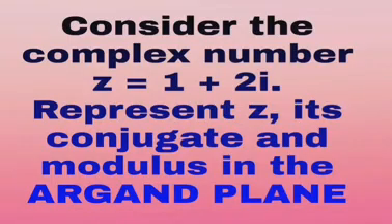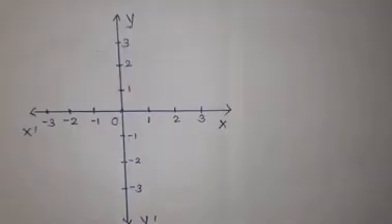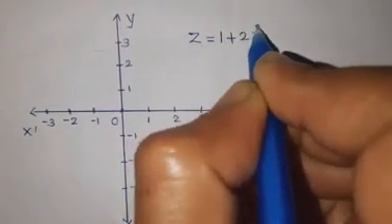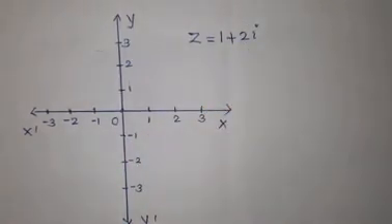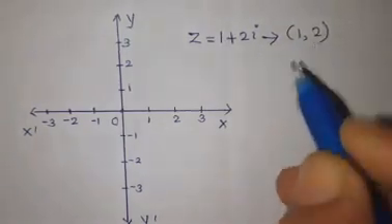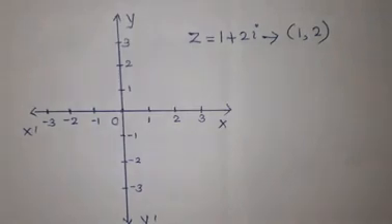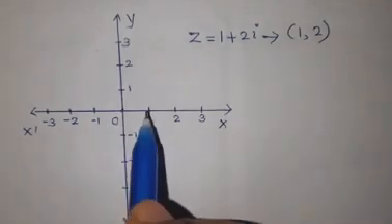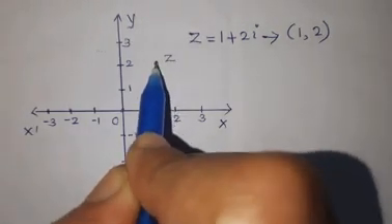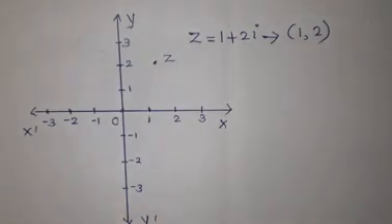Consider the complex number z is equal to 1 plus 2i. Represent z, its conjugate and modulus in the argand plane. Here we need to express the complex number z is equal to 1 plus 2i in the argand plane. 1 plus 2i corresponds to the point (1, 2) in the argand plane. Real part 1, imaginary part 2. Take 1 on the X-axis, take 2 on the Y-axis. Therefore, z is represented by this point in the argand plane.